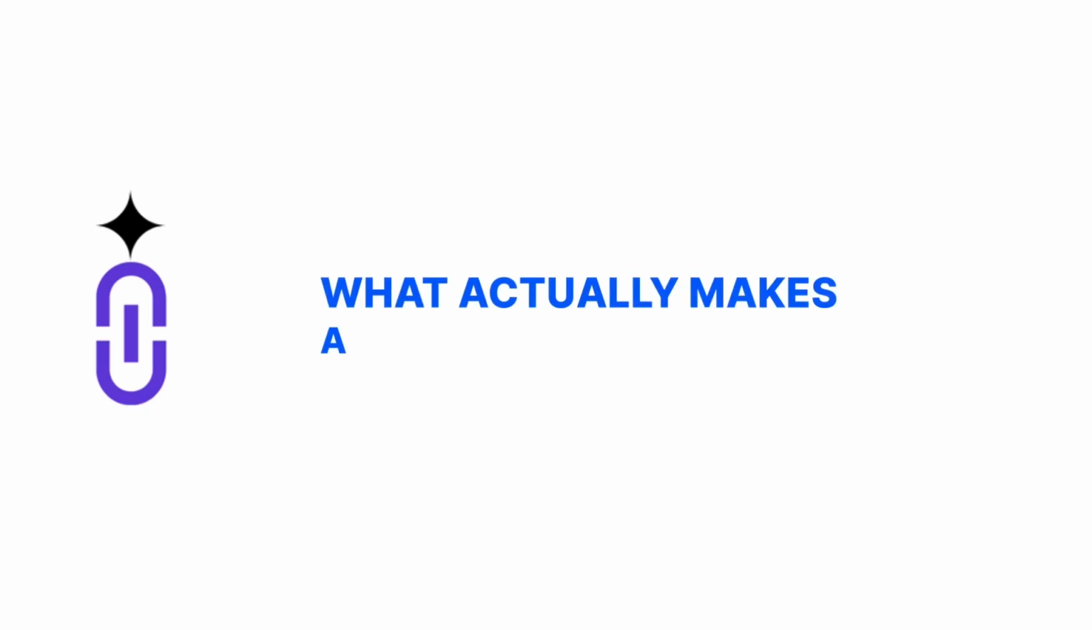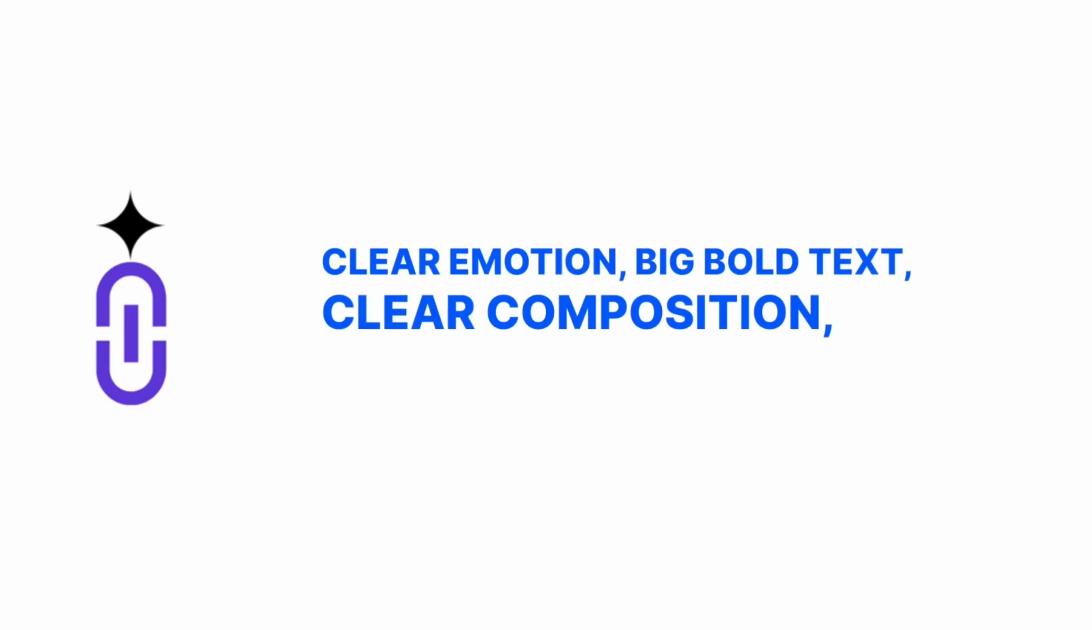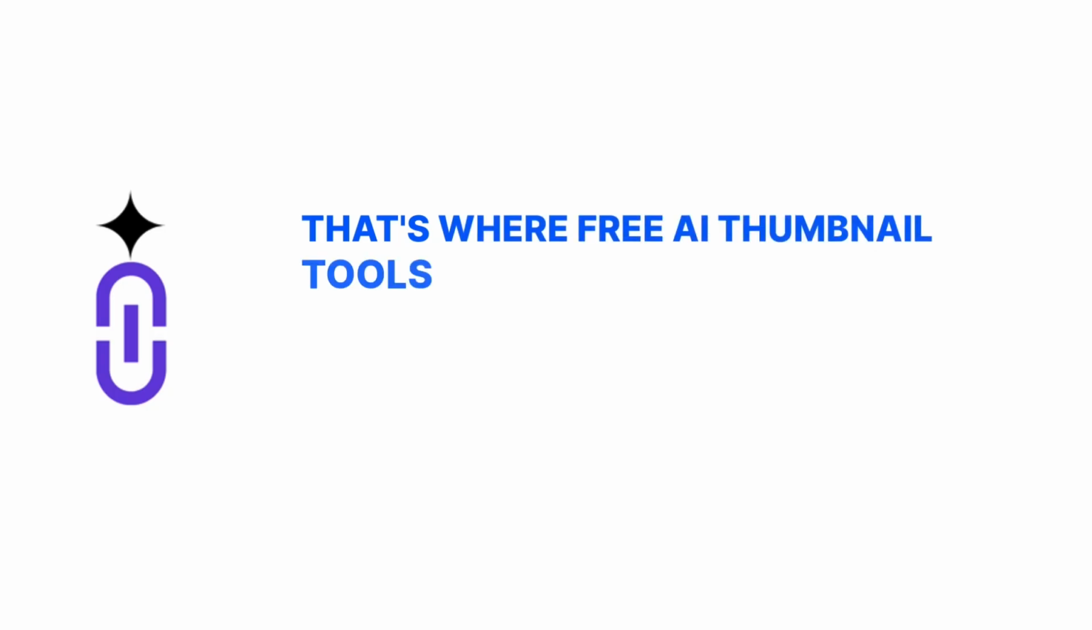What actually makes a thumbnail go viral in 2025? Clear emotion, big bold text, clear composition, relevance to the title. The problem? Designing that stuff manually takes hours or a lot of money. That's where free AI thumbnail tools are changing the game.